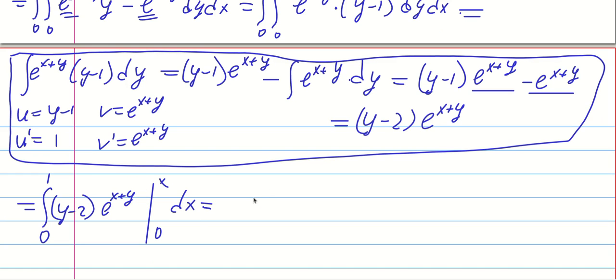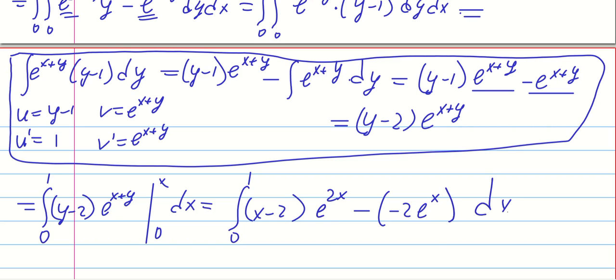So we plug in x first, so we're going to get the integral from 0 to 1 of x minus 2 e to the 2x, and then when we plug in 0, we're going to get minus 2 e to the x. Sorry, here it's a mistake, it should be e. e to the 2x, e to the x, dx.